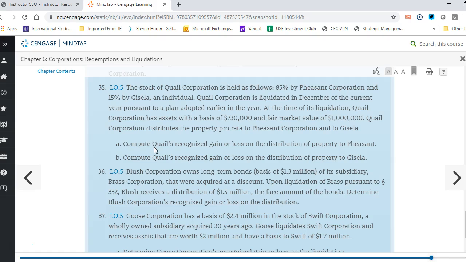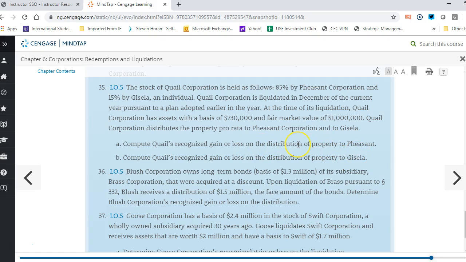Quail Corp is liquidated in December of the current year pursuant to a plan adopted earlier in the year. At the time of liquidation, Quail Corp has assets with a basis of $730, fair market value of $1 million. Quail Corp distributes the property pro rata to Pheasant and to Gisela. For Part A, compute Quail's recognized gain or loss in the distribution of property to Pheasant.